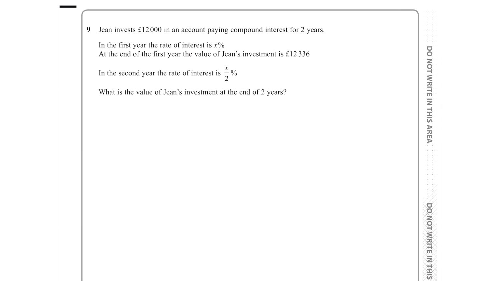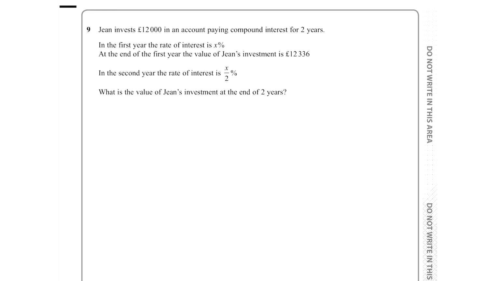Question 9. Jean invests £12,000 in an account paying compound interest for 2 years. In the first year, the rate of interest is x%. At the end of the first year, the value of Jean's investment is £12,336. In the second year, the rate of interest is x over 2%. What is the value of Jean's investment at the end of the 2 years?